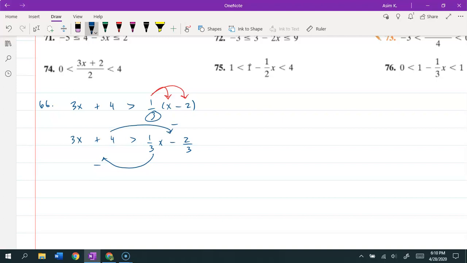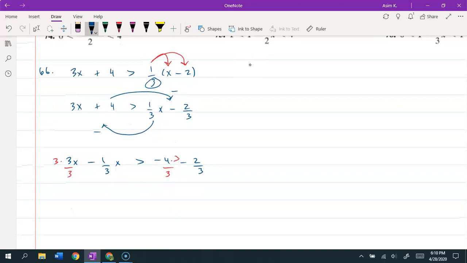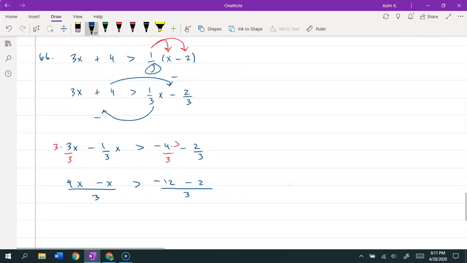They're both going to take subtraction signs. So 3x minus 1/3 x on the left side, and on the right side, we've got basically negative 4 minus 2/3, right? So now let's do least common denominators. The least common denominator in that first situation is a 3, as well as in the second situation is also a 3, right? So now you end up with 9x minus x over 3 is greater than negative 12 minus 2 over 3, like that, right?